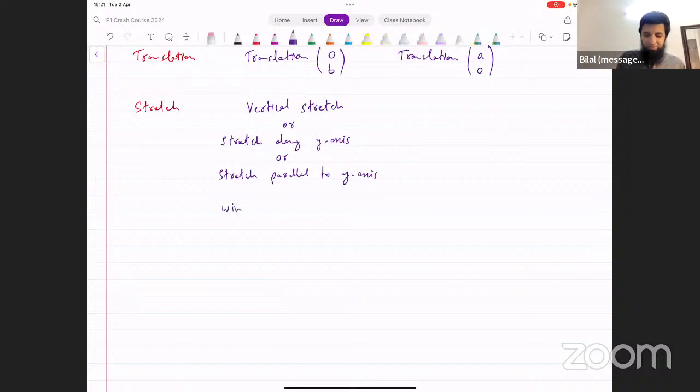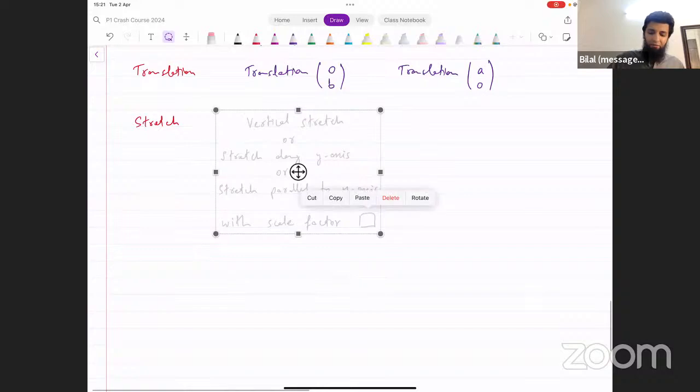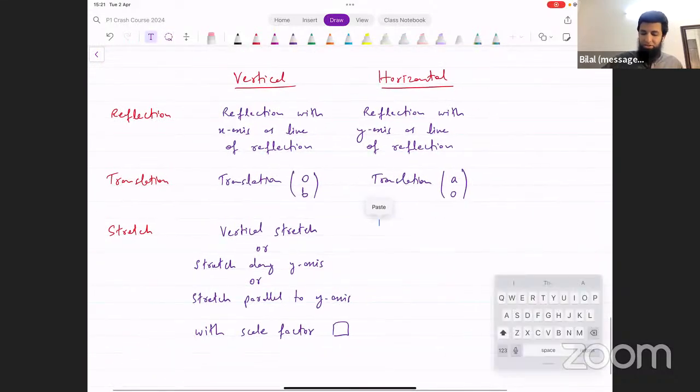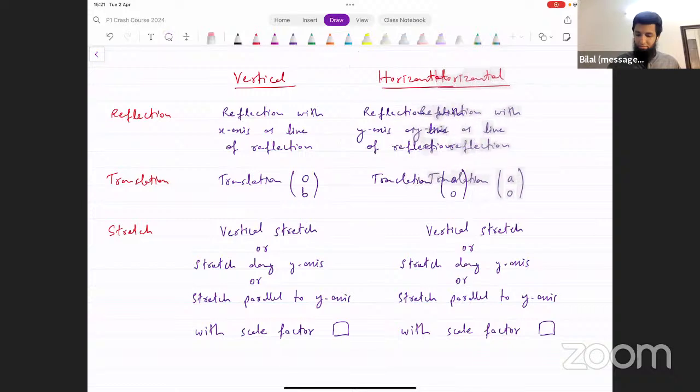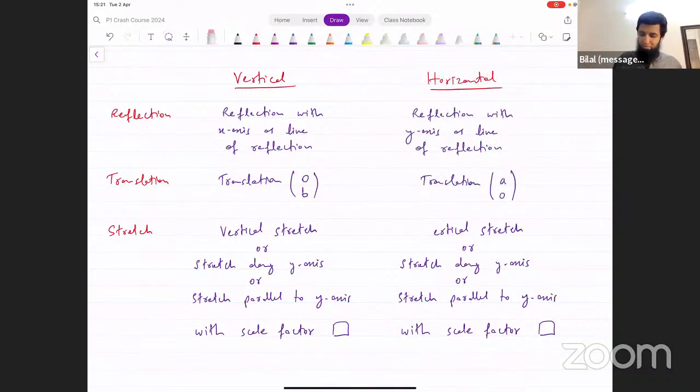And then you would say the scale factor that you have in that case. So you could say with scale factor, whatever that number is, you would write that here. Similarly, if you had to describe a horizontal stretch, the description for that is going to look like this. This is how you're going to describe a horizontal stretch. You could write horizontal stretch, that's acceptable. Or you could write it's a stretch along x-axis, or it's a stretch parallel to x-axis. All of those descriptions are acceptable.